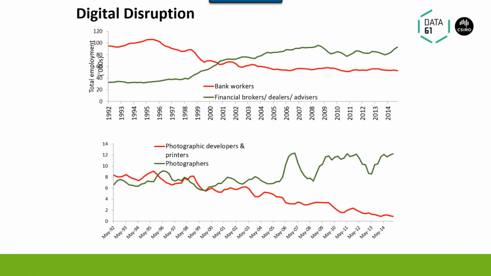And here are two examples which explain what I mean here. So back in 1992, I'm looking at the top graph, there were many bank workers, many bank tellers, and then ATMs came along and online banking came along, and we saw a significant decrease in the number of people who were working as bank workers. These people were technologically disrupted. But concurrently, we see a rise in a more skilled category, which is supported by digital technology. That is the financial brokers, the dealers, and the advisors. These people became more productive through using online tools to reach their customers and deliver their services.